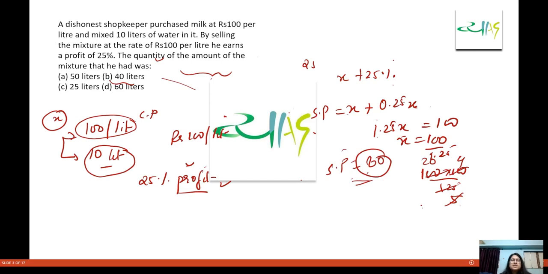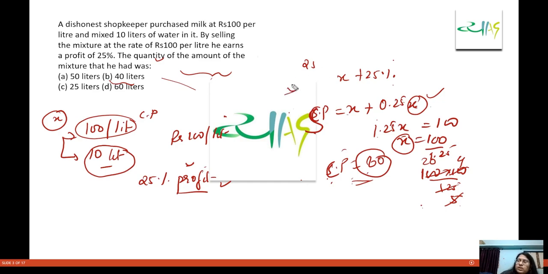Try this, and we have 80 for us. Sorry, the cost price is 80 for us, because we want to find X, and X is the cost price here. This is the selling price, and this is the cost price. We wanted to find the cost price here. So the cost price for us is 80.